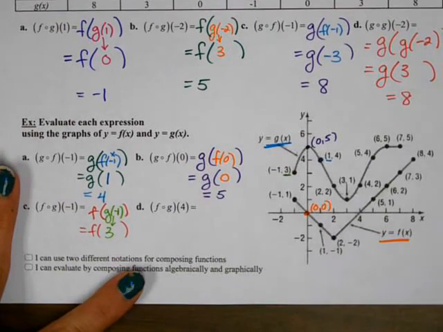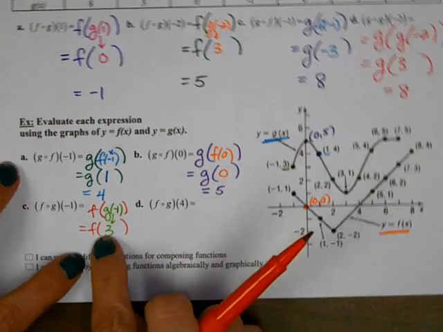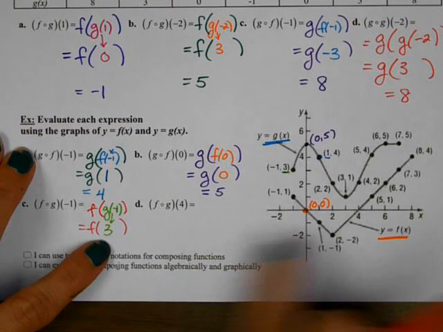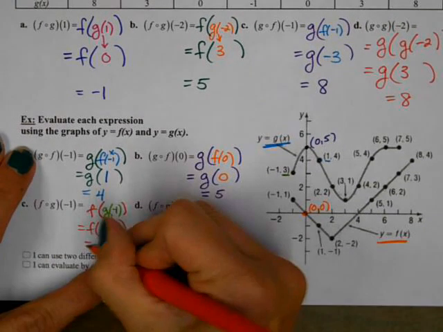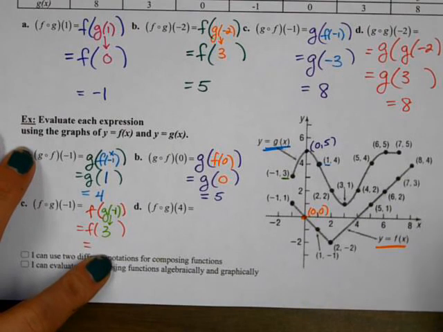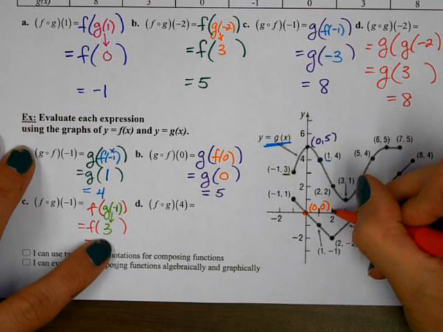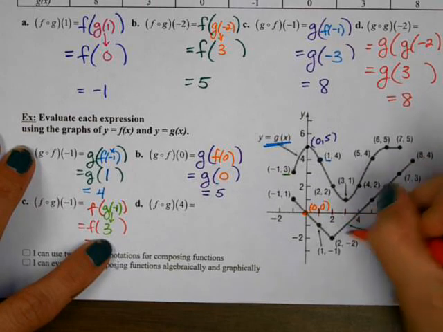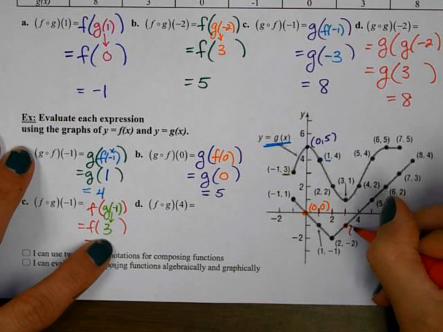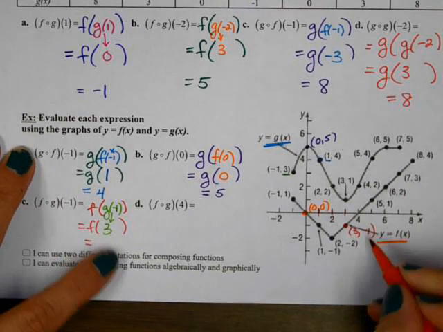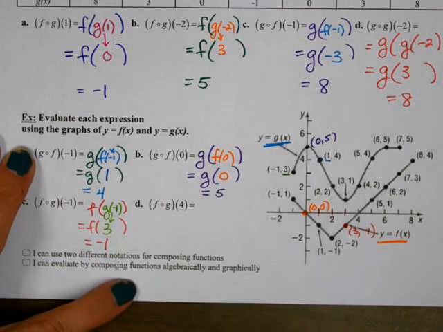But we're not done. Now we're going to go to the f graph, which is down here. 3 is the input, and we have to find the output. When I say input, I mean x value. 1, 2, 3. Well, where is it? Oh, I think it's right here. Right there. Symmetric to that point. Let's go ahead and write the coordinates for people. 3, -1. So the y value is -1.